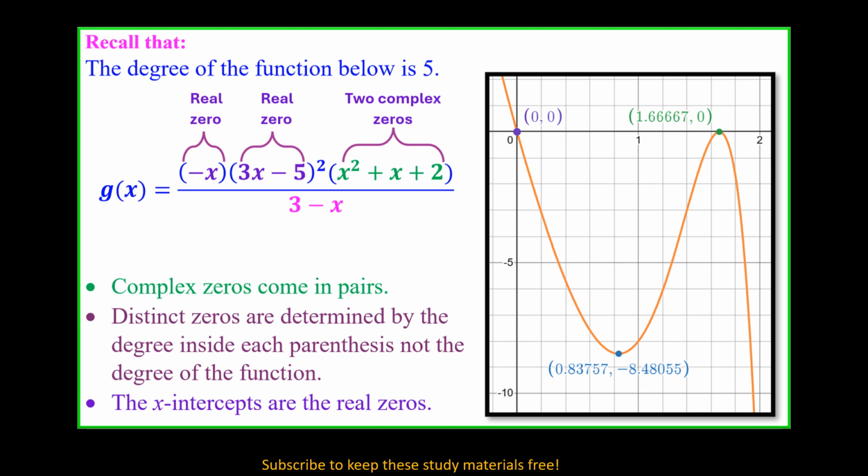Now, distinct zeros are determined by the degree inside each parentheses, not the degree of the function. So the degree of this function is 5. However, the distinct zeros, we only have 4. Okay, now let's move on and answer some questions relating to this.